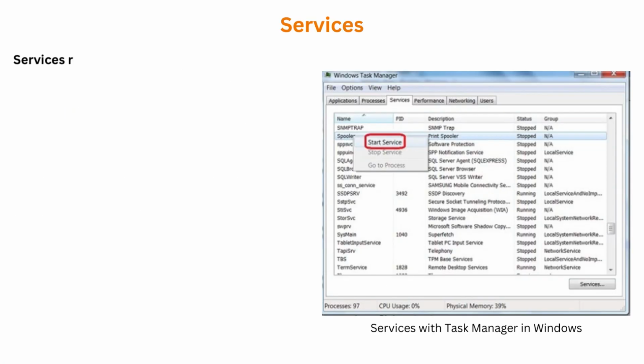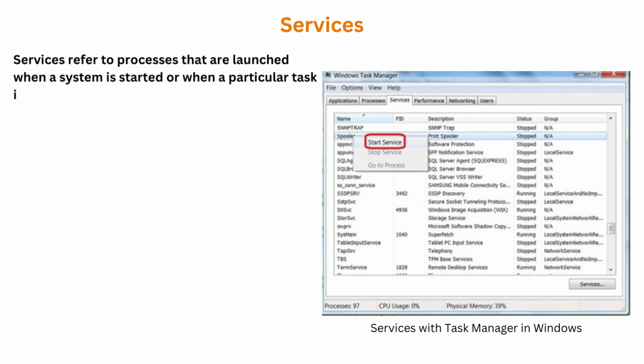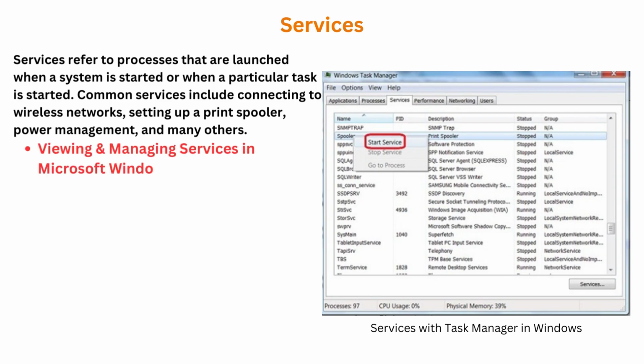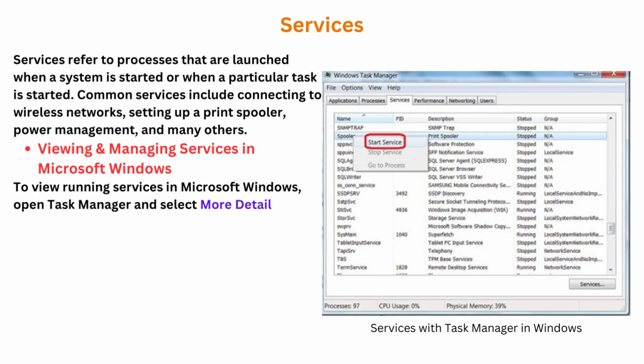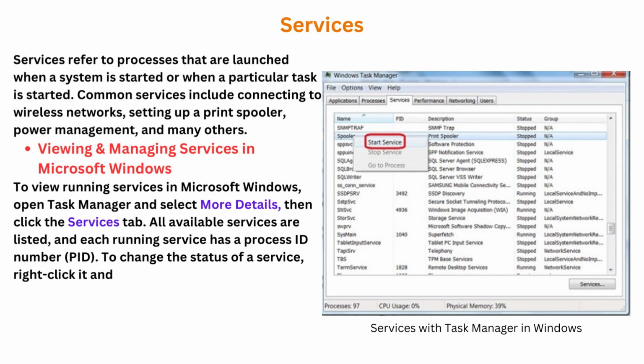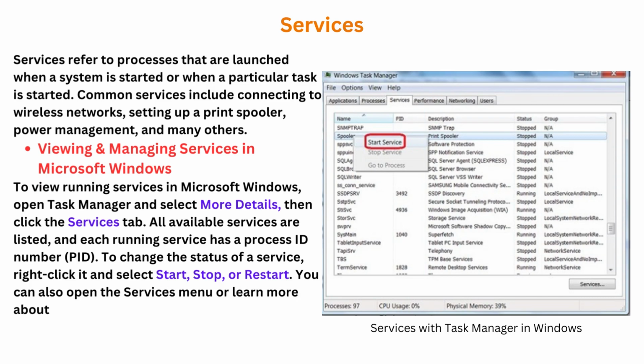Services refer to processes that are launched when a system is started or when a particular task is started. Common services include connecting to wireless networks, setting up a print spooler, power management, and many others. Viewing and managing services in Microsoft Windows. To view running services in Microsoft Windows, open Task Manager and select More Details, then click the Services tab. All available services are listed, and each running service has a process ID number, PID. To change the status of a service, right-click it and select Start, Stop, or Restart. You can also open the Services menu or learn more about the service.